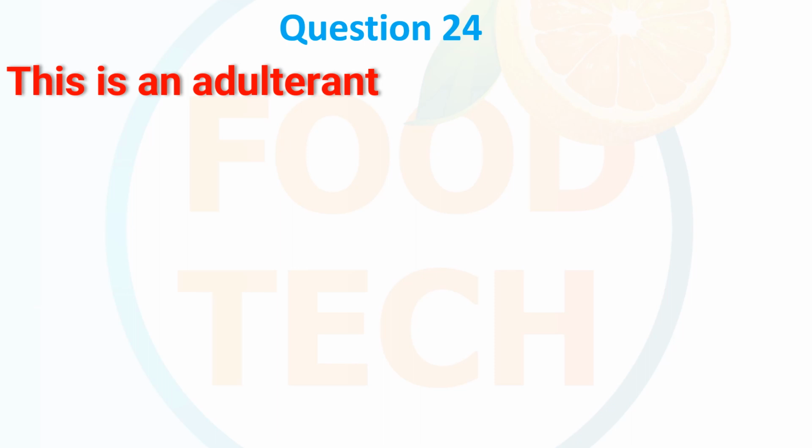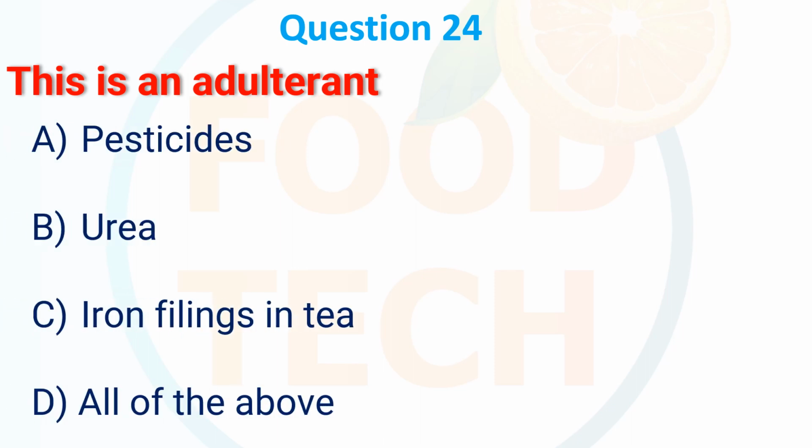This is an adulterant: A. Pesticide. B. Urea. C. Iron filings in tea. D. All of these. The answer is all of these.